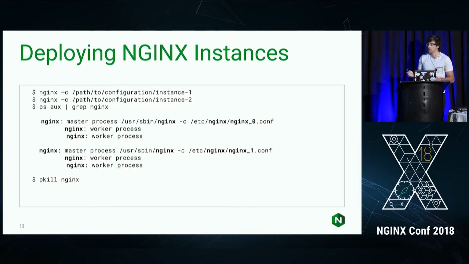To check that it's working, you run a ps command, and because we had 48 worker processes, you're going to see one master process and then 48 of these, and then another master process and another 48. That's how you know it's working. And if you want to kill it, you just do pkill nginx.